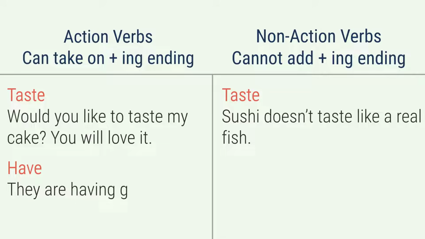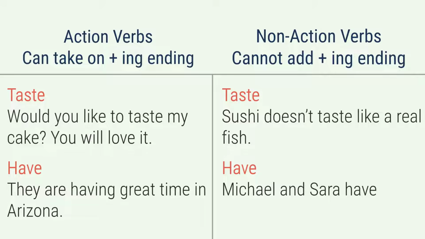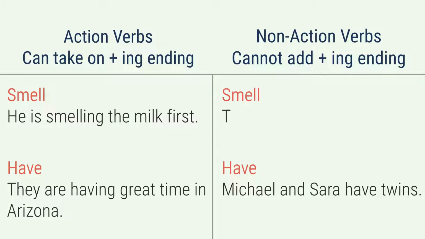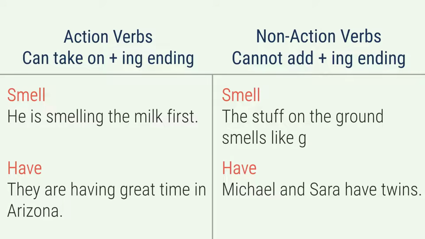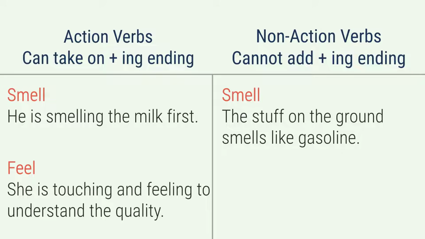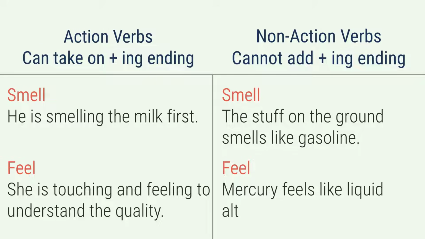Have. They are having a great time in Arizona. And have, non-action. Michael and Sarah have twins. Smell. He is smelling the milk first. And smell, non-action. The stuff on the ground smells like gasoline. Feel. She is touching and feeling to understand the quality. Mercury feels like liquid, although it's metal, for non-action.